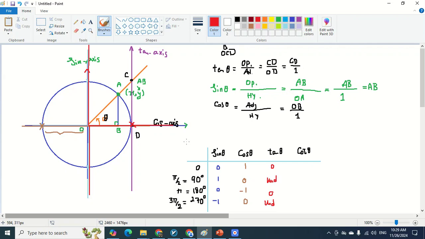in each region. In the first region, as you can see, the cosine is positive because x is positive, the sine is positive, and the tangent is positive. At the second region, the situation changes. The cosine is negative, the tangent is negative, but the sine is positive. You can determine the sign of them in each region as well.